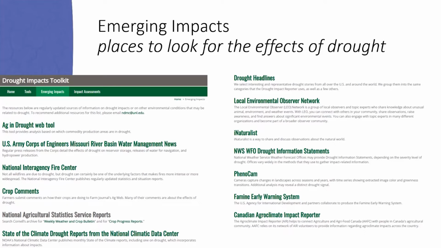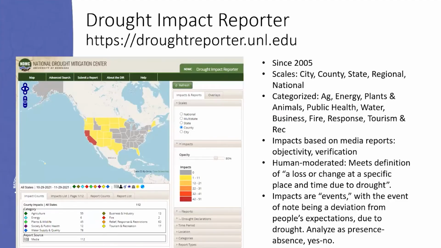And it doesn't really make sense to put them all into one tool, such as the Drought Impact Reporter, which was our initial concept in building the Drought Impact Reporter. It turns out that it always matters why you're asking the question, what you're going to do about it. So what the Drought Impact Reporter does really well is record media-based drought impacts.